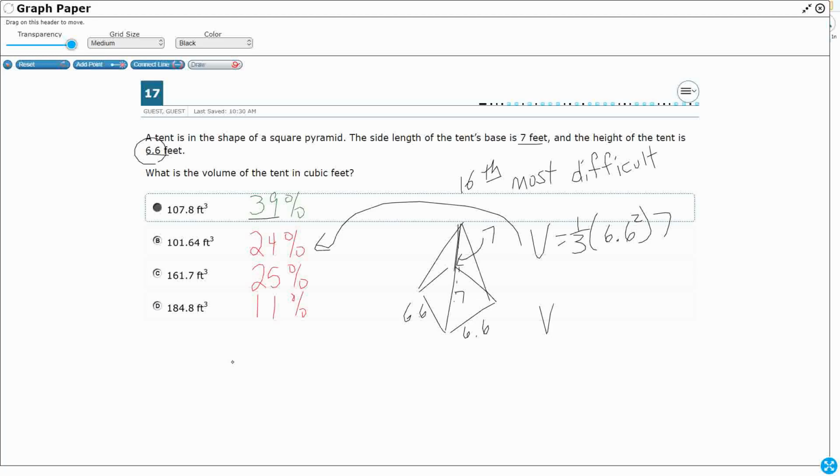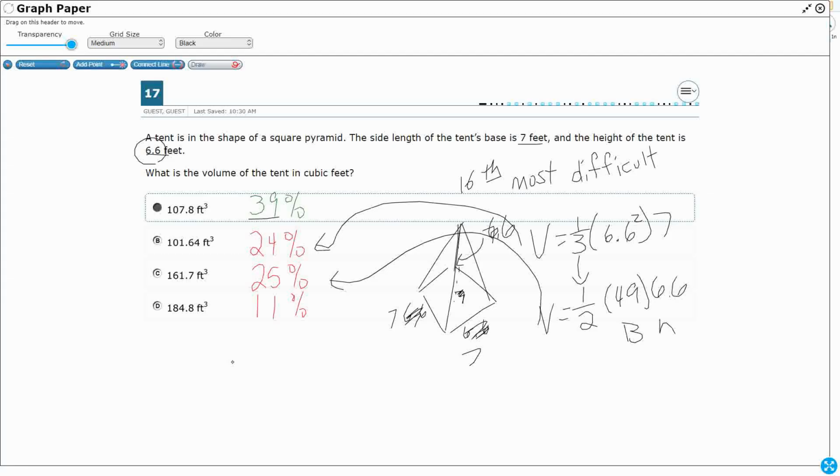Well, let's say that they actually labeled it correctly, right? So we got the 7 here, we got the 7 here, and we know that this is the 6.6, but they simply copied down the wrong formula. They replaced the 1/3 with the 1/2, right? And then you get this 49 times 6.6. So you get the base and the height correct. They just simply did 1/3 and they replaced it with 1/2. That's how you get this C.